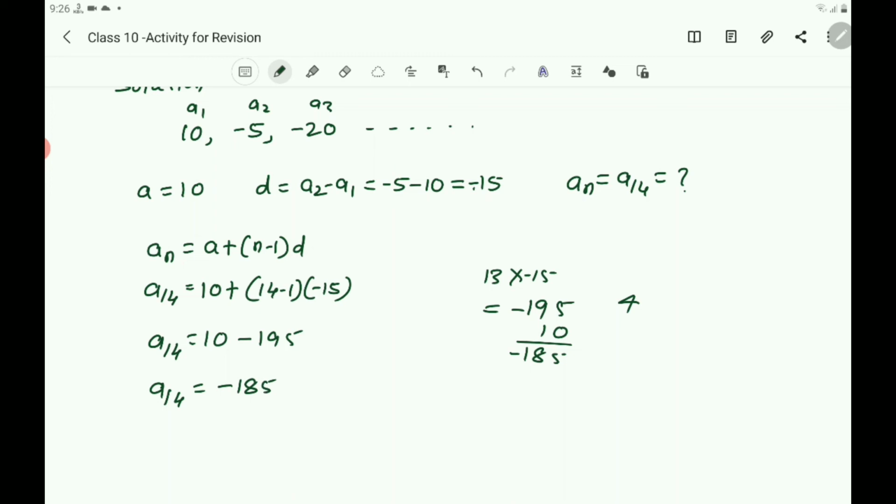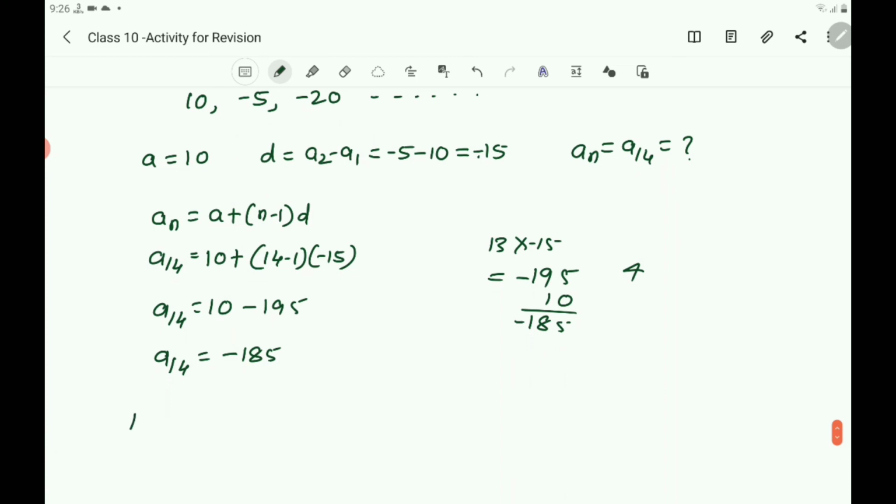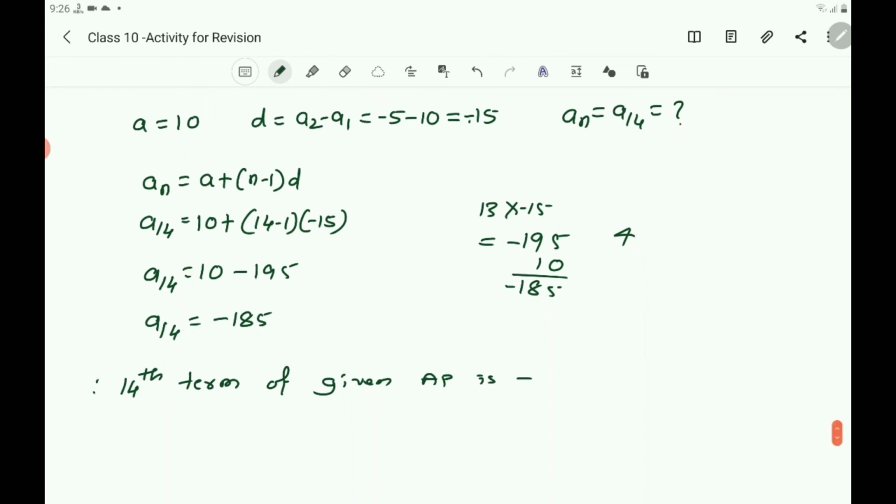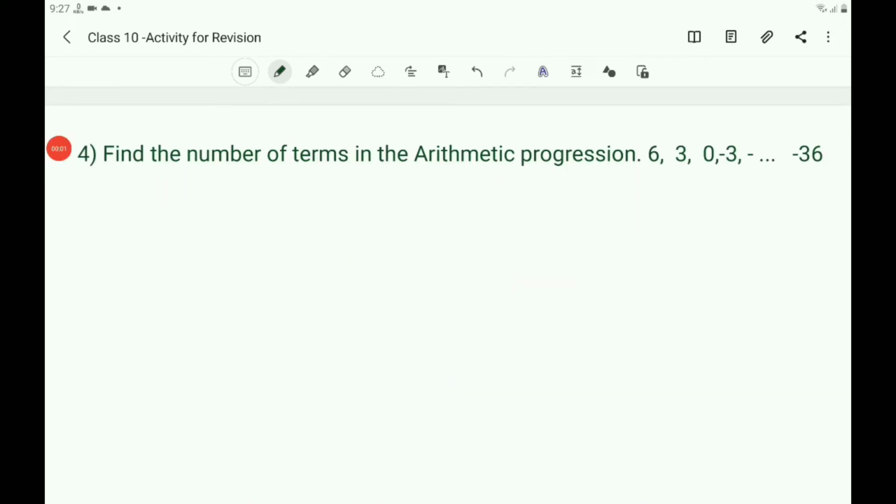The 14th term of the given AP is minus 185. Then the fourth question.